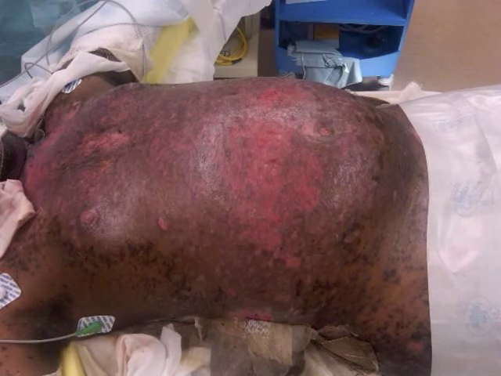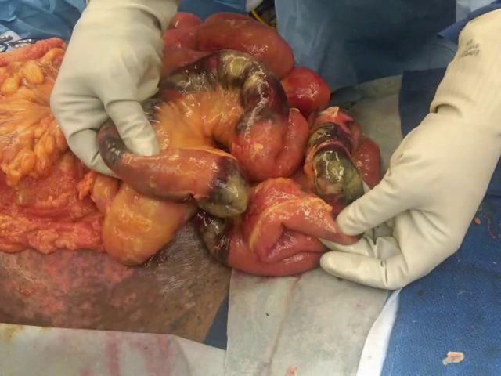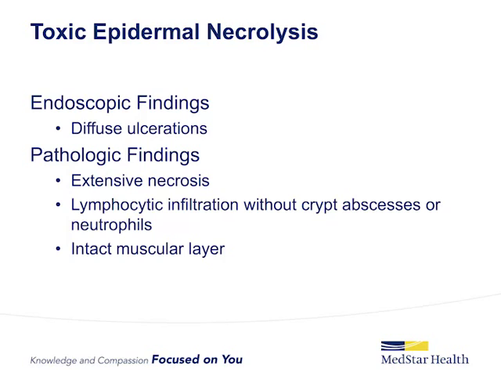In addition to the skin findings associated with TEN, the mucosal sloughing that occurs can lead to melena, intestinal perforation, and segmental ischemia, as can be seen in the next image. In this image, you can see patchy intestinal necrosis in the small bowels during an exploratory laparotomy of a patient with TEN. Patients with TEN will have diffuse ulceration throughout the GI tract, and on endoscopy, this appearance is similar to that seen with severe ulcerative or pseudomembranous colitis. However, biopsies will demonstrate extensive necrosis and lymphocytic infiltration without crypt abscesses or neutrophils.